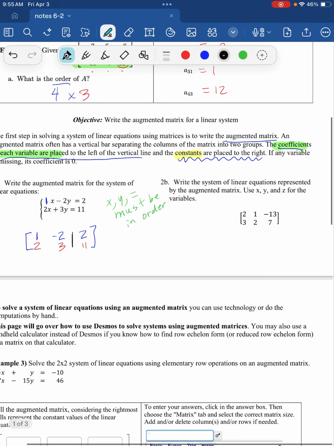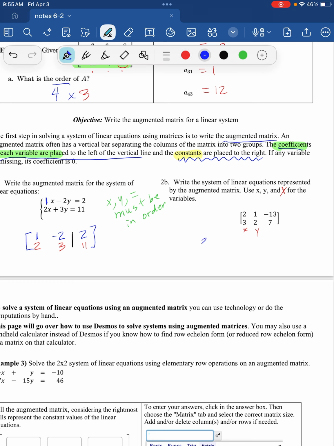2b is asking you to write the system of linear equations represented by the augmented matrix. Use x, y, and z for the variables. We are not going to need z for this problem. Another problem with more numbers might need it, but we only have 3 columns. The first column is going to be the x, the second column is going to be the y, and the last column has to be the constants. So I don't have enough columns to use the variable z.